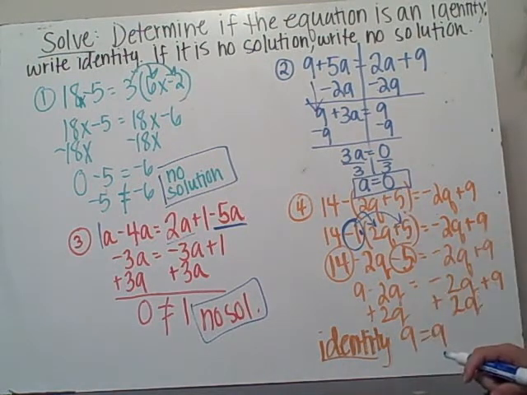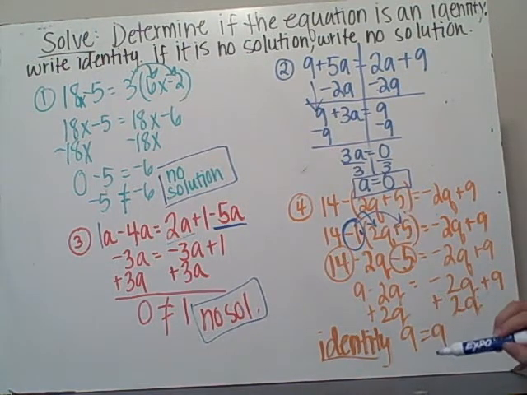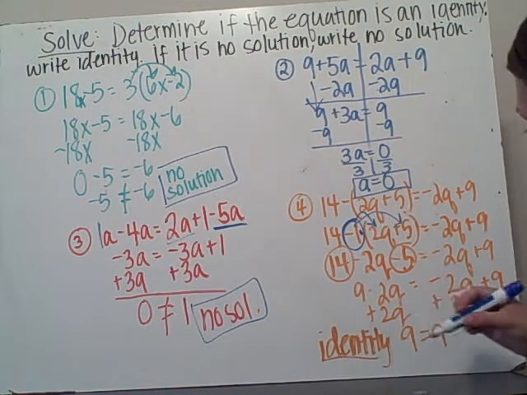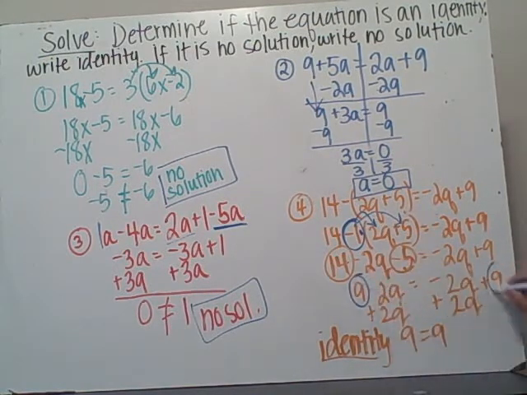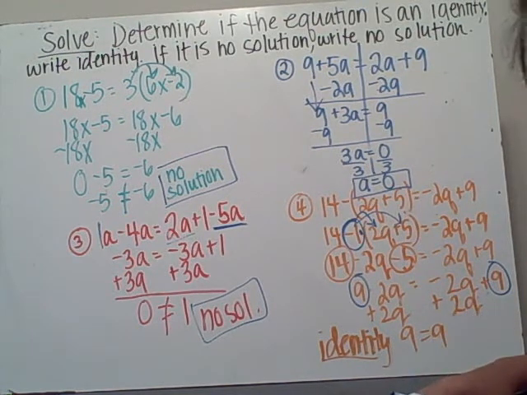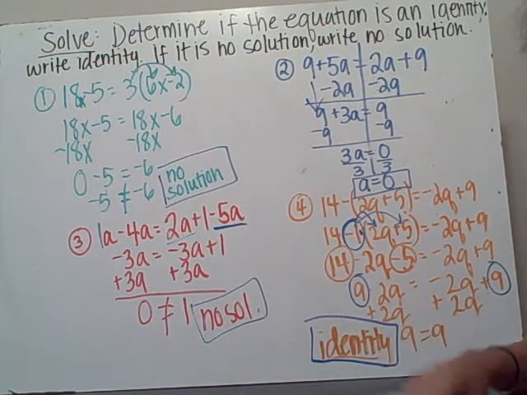Now I'm going to get all my variables on one side. So this is a negative 2q, so I add 2q on both sides. Well, negative 2 plus a positive 2 gives me 0, so I'm just left with 9 on both sides. 9 equals 9. That is an identity. It is a true statement, so this is an identity equation.